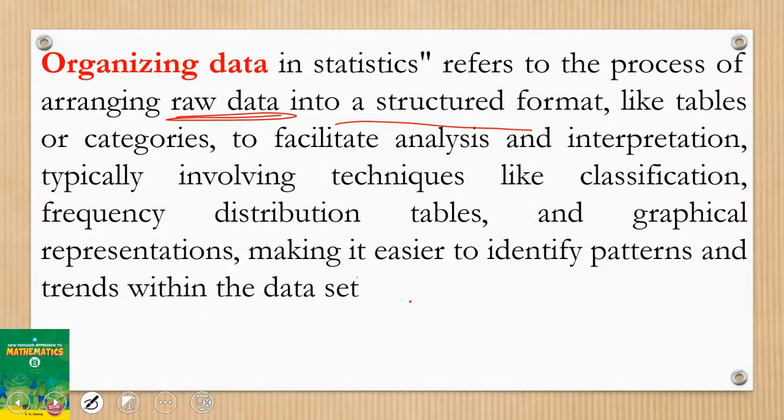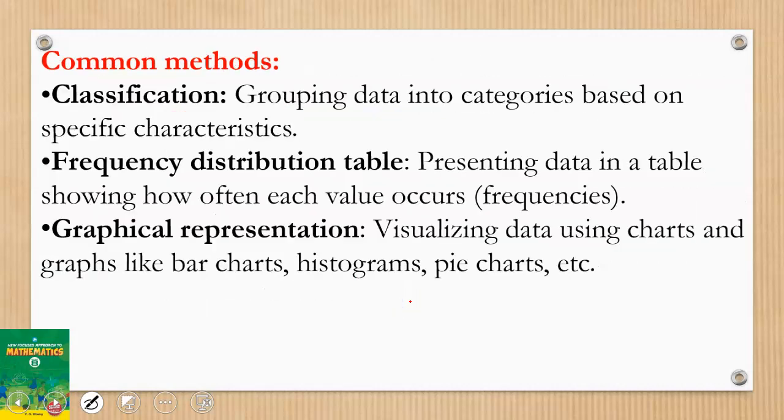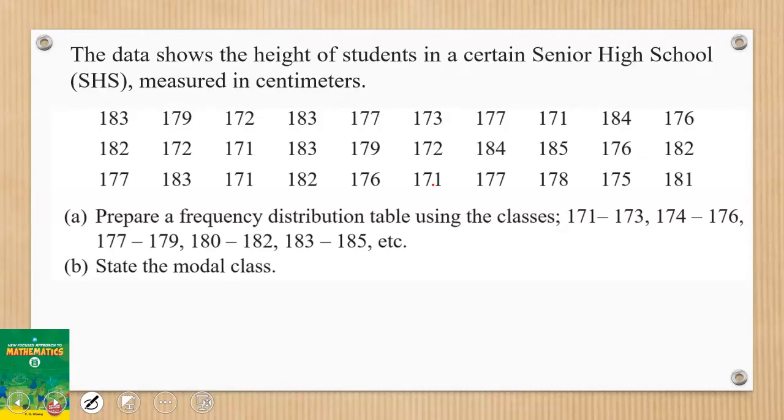So we have the most common ones that we normally do, that is classification, grouping data into categories based on specific characteristics. We can also use the frequency distribution table to organize our data. And we can use graphical representation, that is visualizing data using charts and graphs like bar chart, pie chart, histogram, and so on. And so that is what we are going to do about organizing data. With this particular video, we are going to focus on how to do a frequency distribution table. Let's take an example and see.